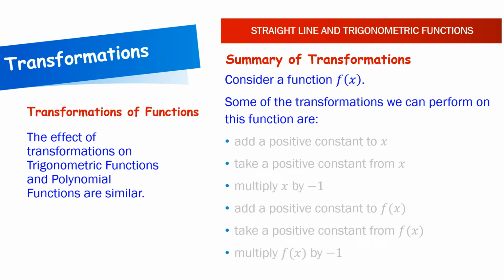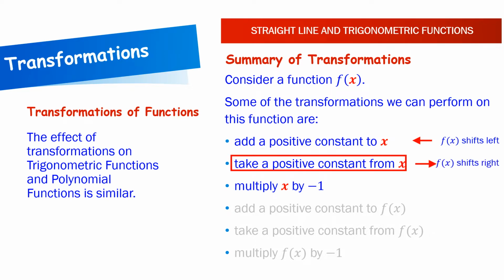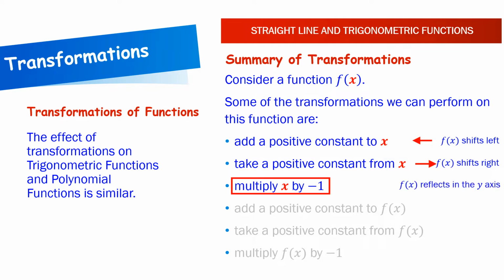So consider a function f of x. Some of the transformations we can perform on this function are the following: add a positive constant to x, take a positive constant from x, or multiply x by -1. When we add a positive constant to x, f of x shifts left. When we take a positive constant from x, f of x shifts right. And when we multiply x by -1, f of x reflects in the y-axis.